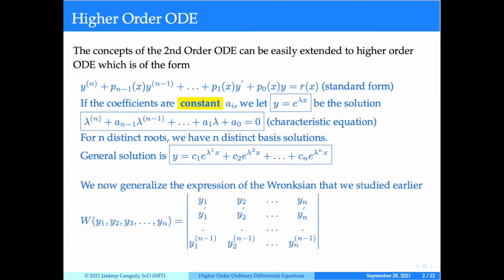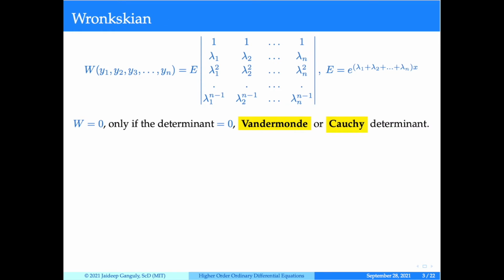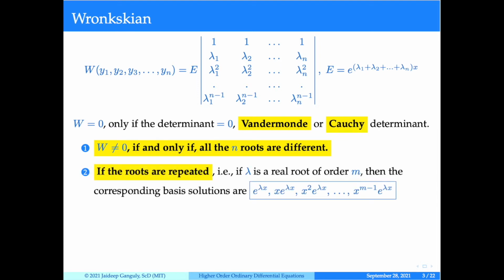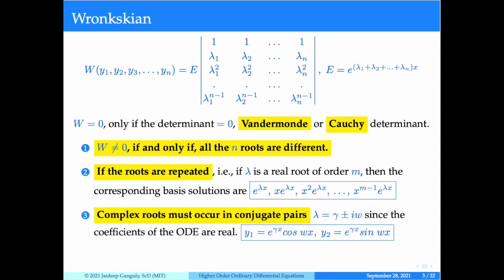We now generalize the expression of the Wronskian that we studied earlier. The Wronskian can then be expressed in terms of the lambdas, and the determinant is referred to as the Vandermonde or Cauchy determinant. If the determinant is non-zero, then all the n roots are different. As before, the roots can be repeated, and complex roots must occur in conjugate pairs.